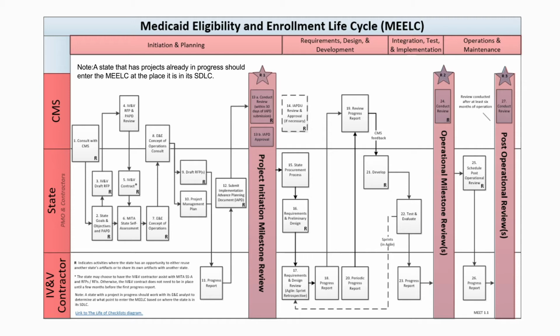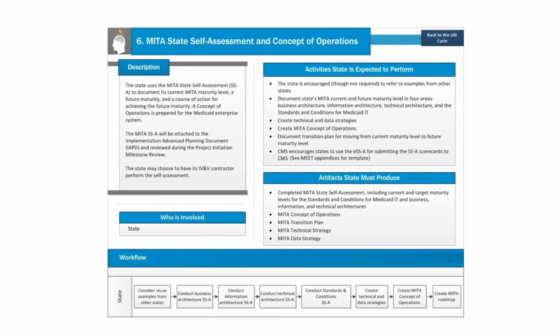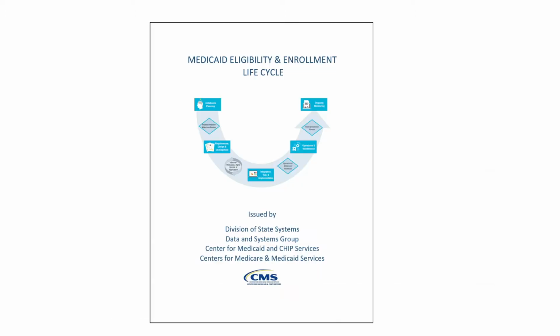When any activity in the diagram is clicked, the reader is taken to an at-a-glance sheet. These quick reference pages summarize the purpose of the activity, who is involved, what is expected, and the lower-level steps. Greater detail about each activity can be found in the E&E Lifecycle document. Let's look at the E&E Lifecycle document.